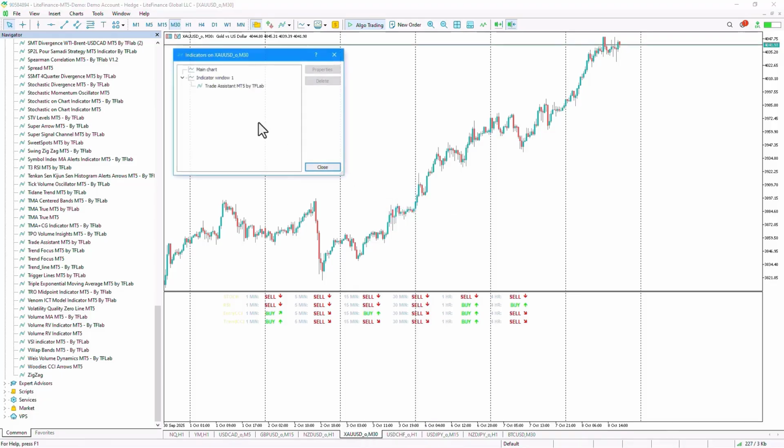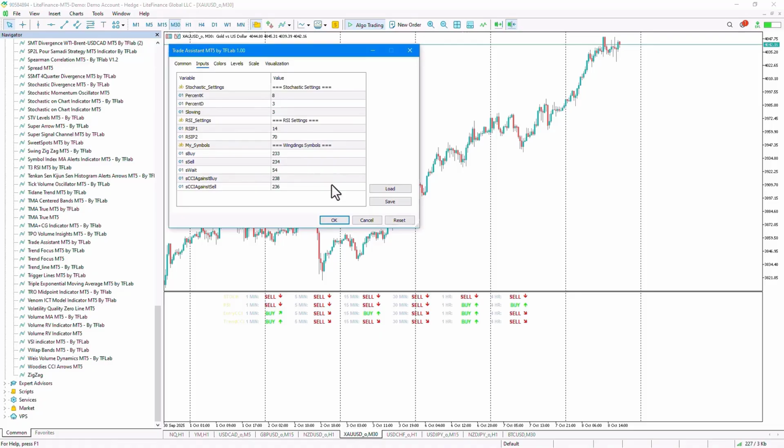In the Settings section, under Inputs, there are options available to us. In the first part, we can specify the standard settings for the stochastic indicator. The first input relates to the calculation period for %K, the second input is for the calculation period of %D, and finally the third input is for the calculation period of the stochastic indicator's slowing line.